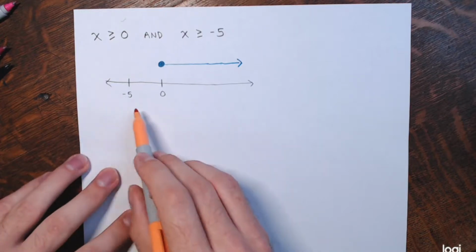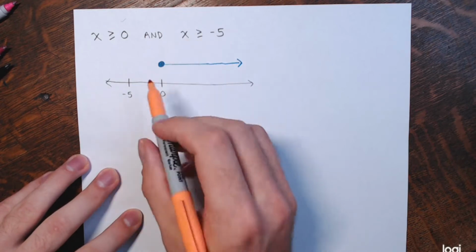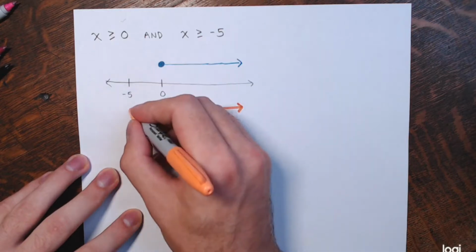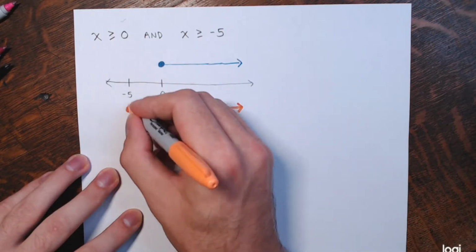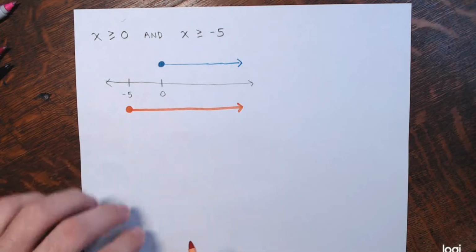Then below the number line, I'll put the second graph. X is greater than or equal to -5, so all the numbers to the right of -5, or equal to -5. -5 is included in that second graph, so a bracket or a closed point there.